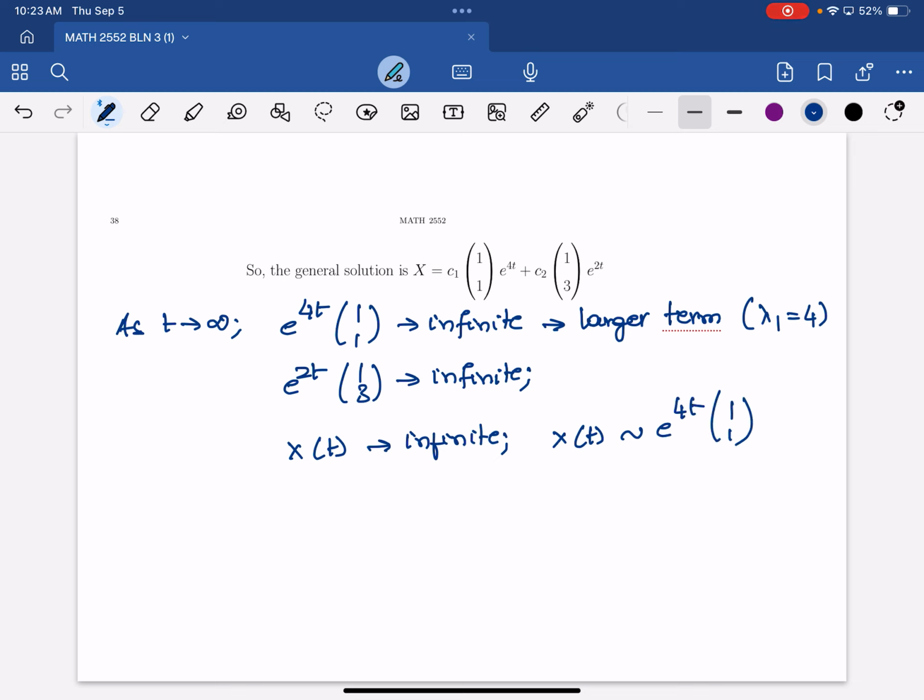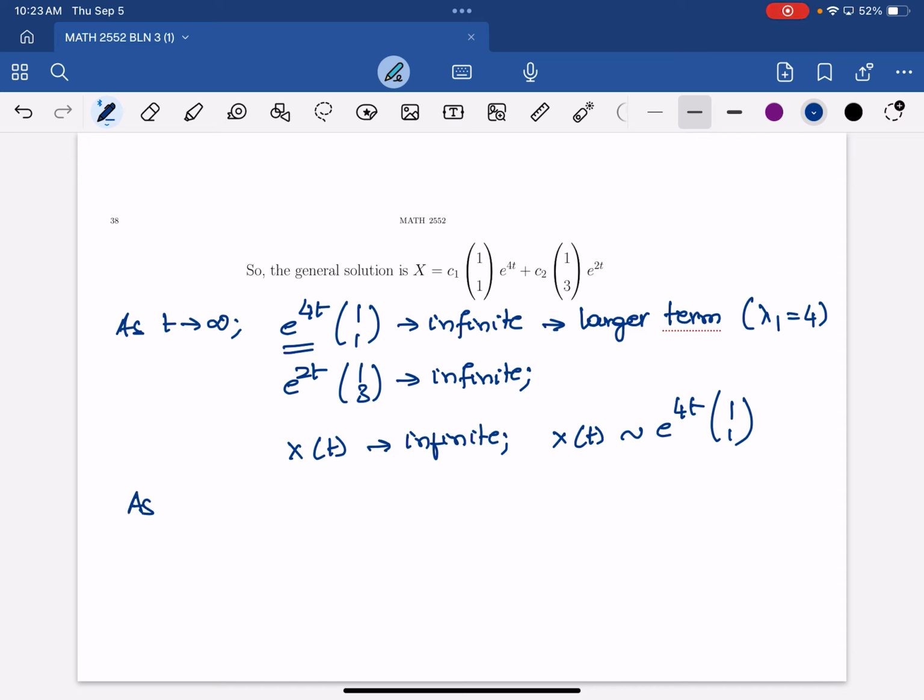Yes or no? So when the solution is becoming infinitely large, it is really dictated or influenced by the eigenspace where the eigenvalue is 4. So that means it will be on that line or parallel to that line. Do you follow me on that? Okay. So that takes one part away.